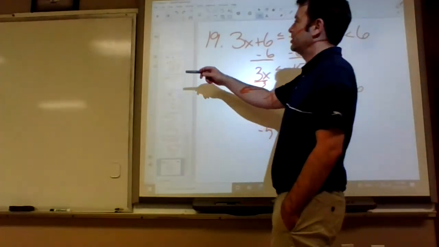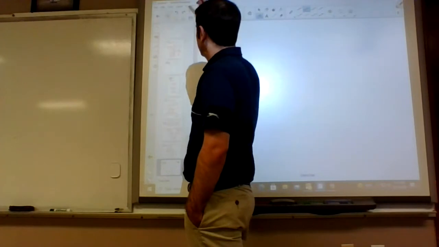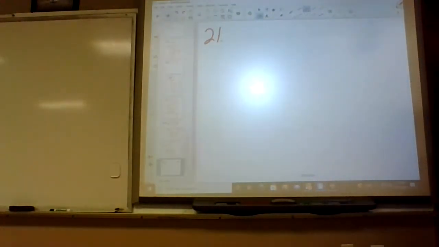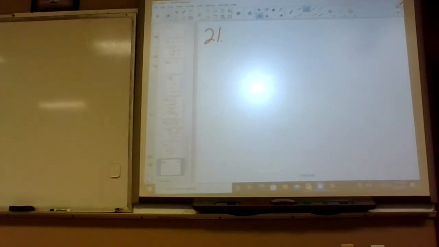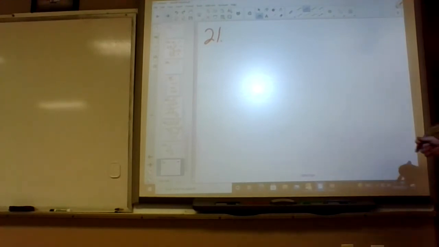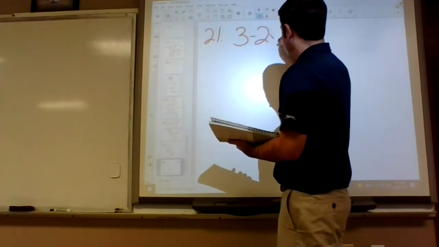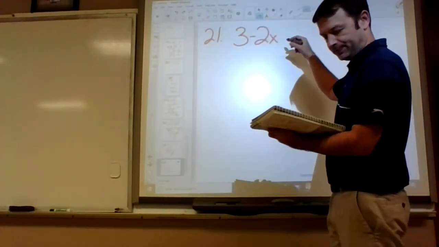Two more. Am I going too fast? Yeah, I'll slow down a bit. You don't have to copy everything down that I write down because you guys know how to add and subtract on your own, so you don't really need to see everything. This 21's a little bit trickier though. Go a little bit slower on that one.